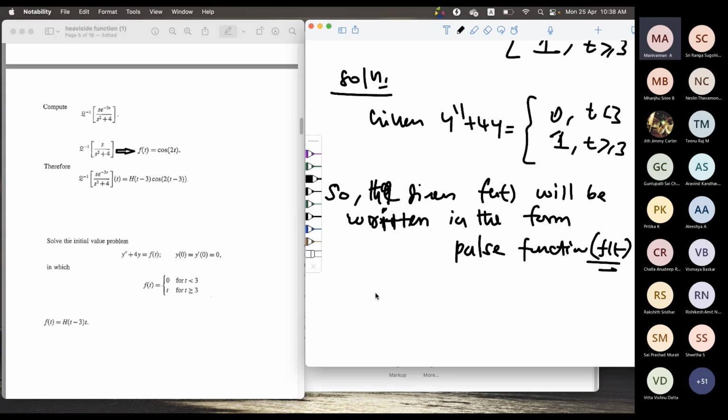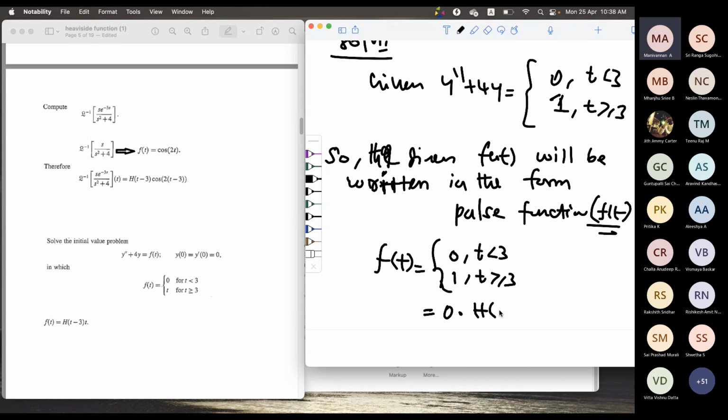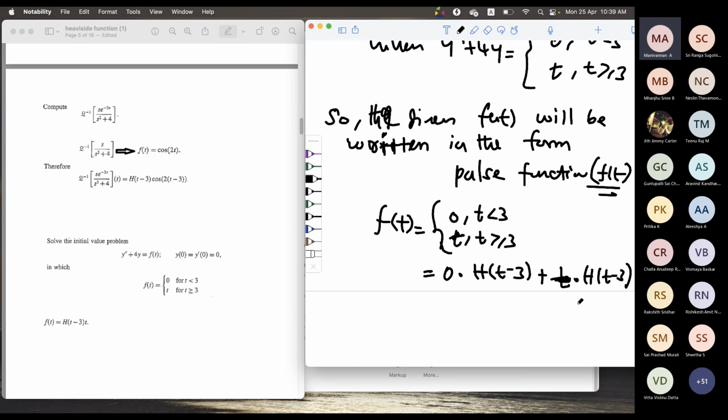So what about your f of t? So this f of t, which is 0 for t less than 3 and 1 for t greater than or equal to 3, can be written as 0 into h of t minus 3 plus 1 into h of t minus 3. Sorry, here it is not 1, it is t. So I'm going to use t. So shall we write in this way?